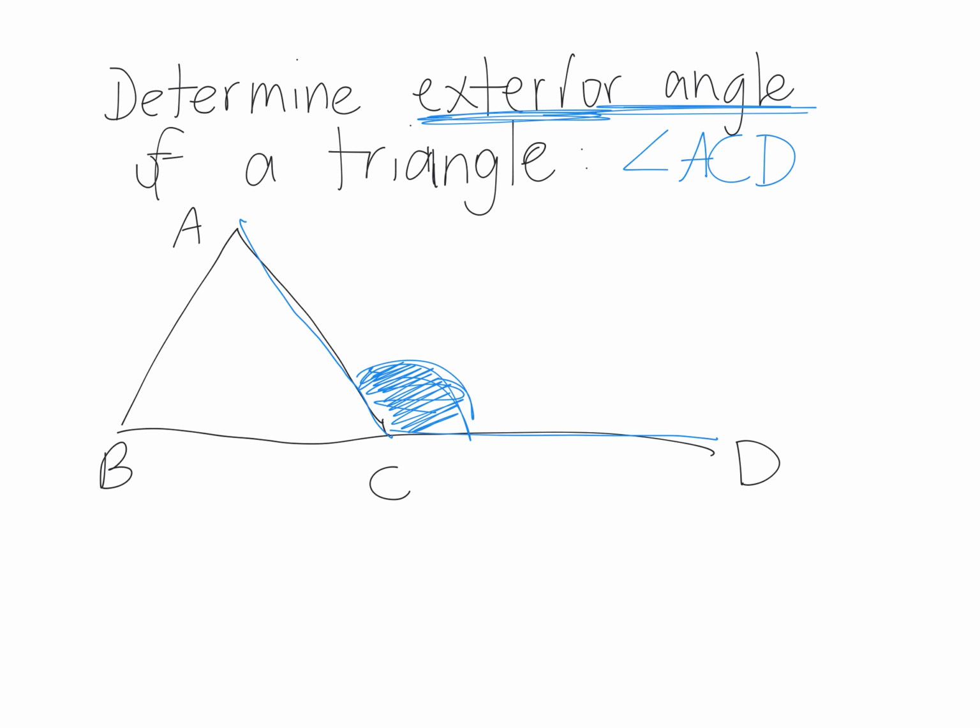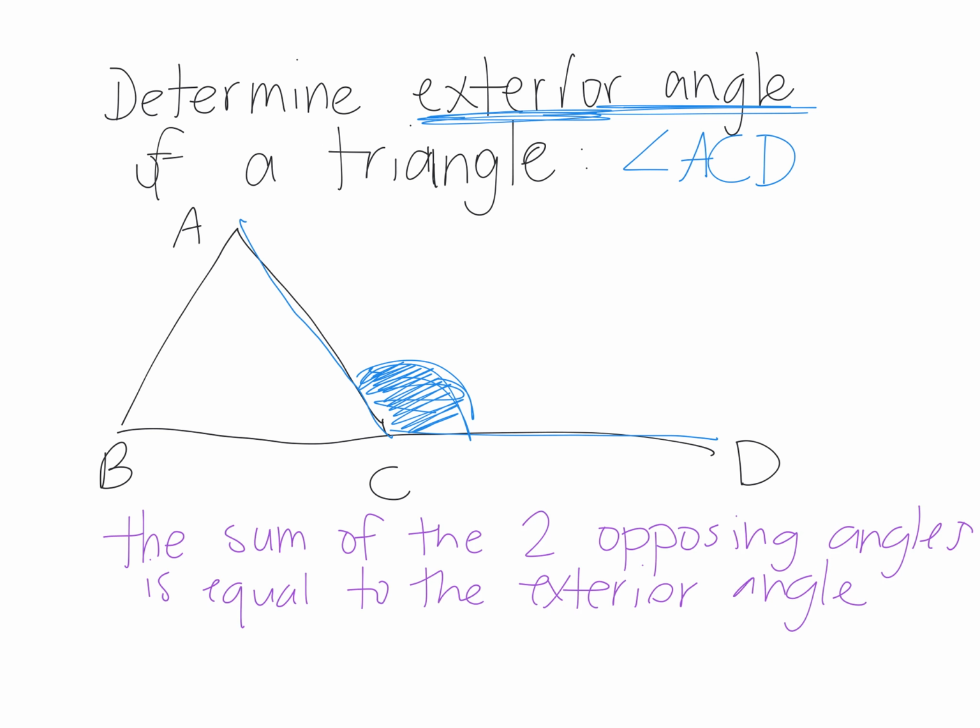Now, there is a rule. There's a property that applies to a triangle. I'm going to get you guys to copy this down, and then I'll explain it. This rule says that the sum, what does sum mean again? Addition. Of the two opposing interior angles. That's what I meant to write. There's three angles in a triangle. Which angles are opposing, which means opposite, this angle? Would you say it's angle A, B, or C? Which angles are opposite angle C?